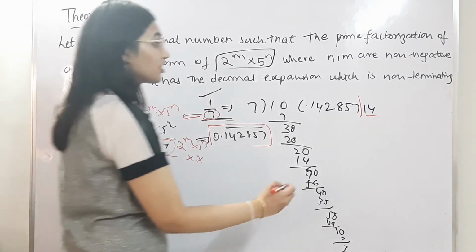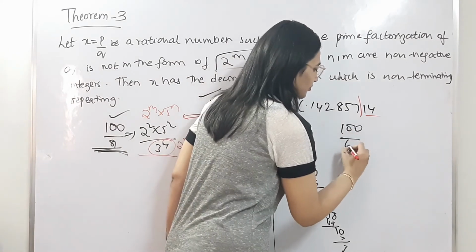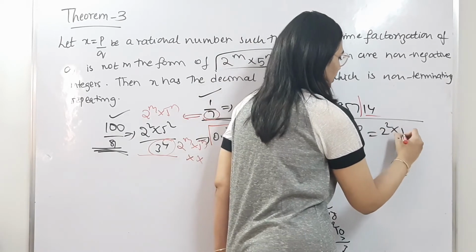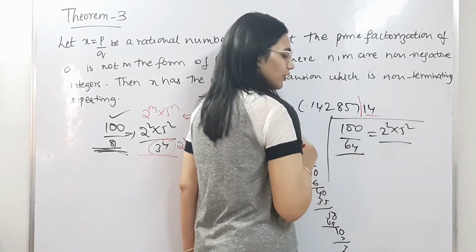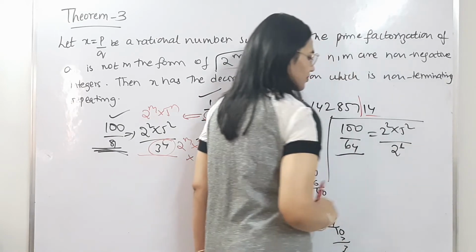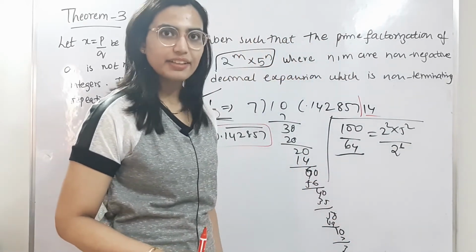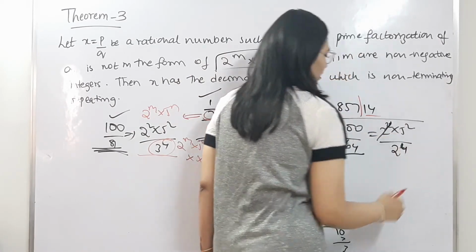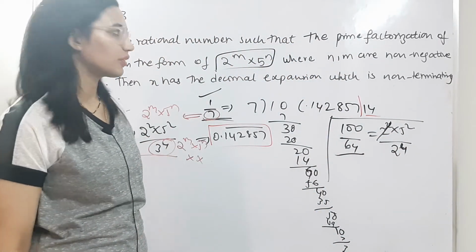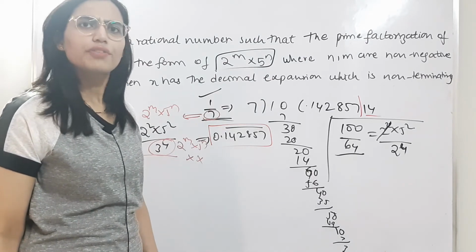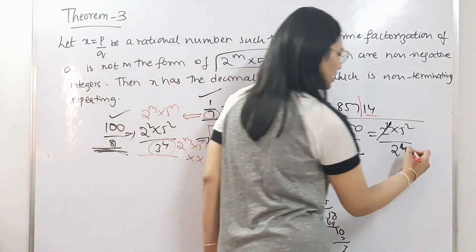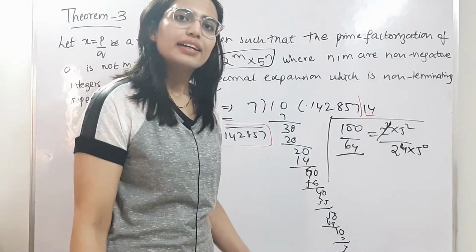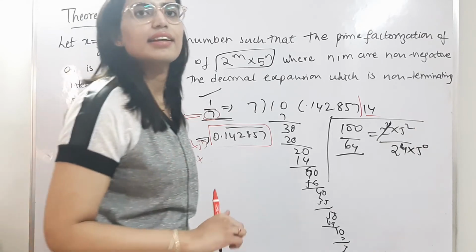Let's see one more thing, 100 by 64. So what is 100 by 64? 2 square into 5 square. How do you write 64? 2 power of 6. This is terminating because if you cancel, the denominator is in the form of 2 power of 4, that is, 2 power of 4 into 5 power of 0. So it is still terminating. If you reduce it to its shortest form, you will be able to terminate the decimal.